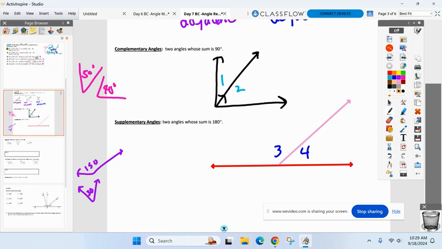3 and 4 put together form a what? Straight line, straight angle, or a line. What do we know about them? They measure exactly 180. Done. I don't need to give it to you. Bonus, 3 and 4 are also adjacent to each other. So do not expect actual angle measures to determine if an angle is supplementary or complementary. Questions?